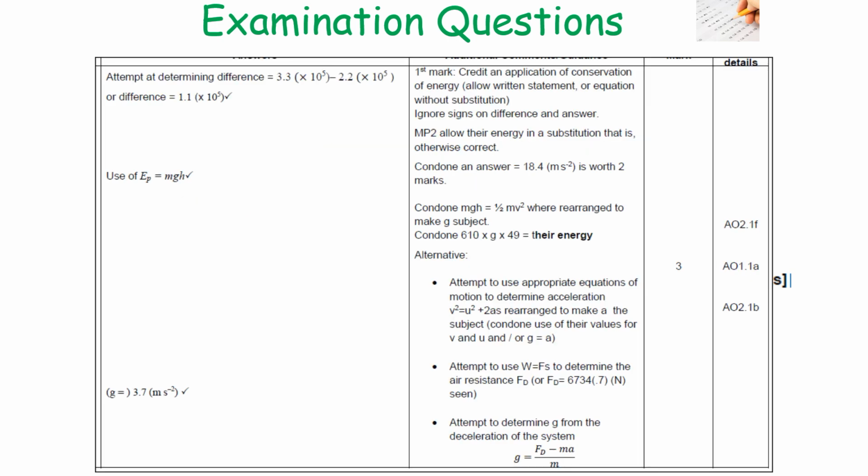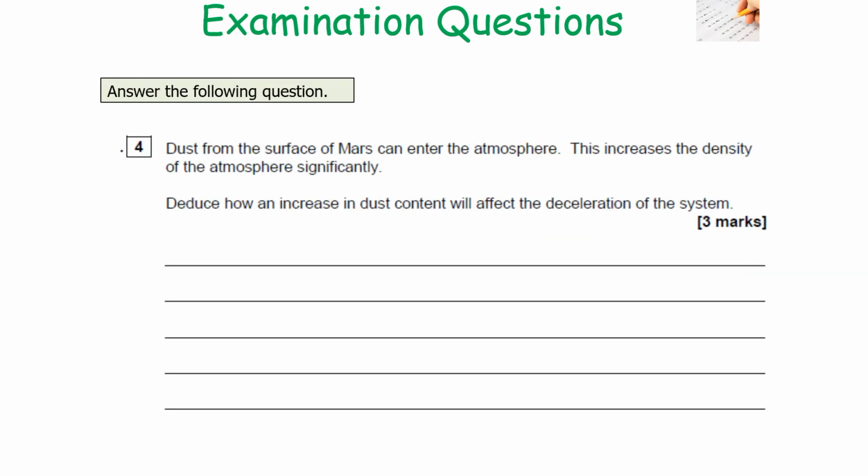So we can say E_P is equal to mgh, and we know that E_P is going to be 1.1 times 10 to the 5 joules, because that's our potential energy that has changed. So if we say that equals mgh, we can make g the subject, pop our values in, and we get 3.7 meters per second squared as our answer. Let's have a look at our next question.